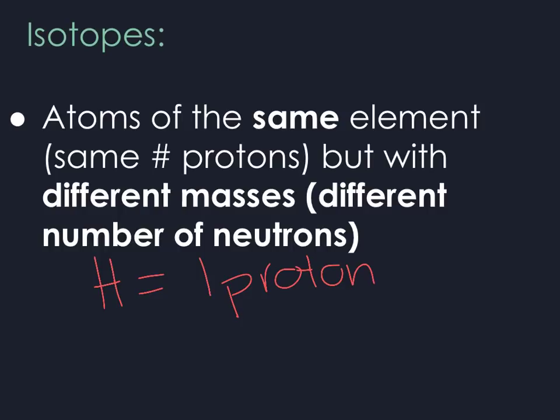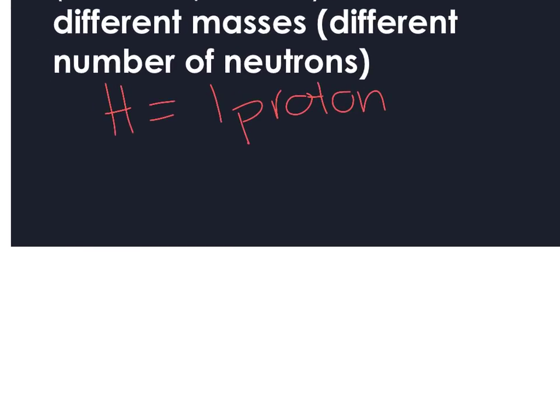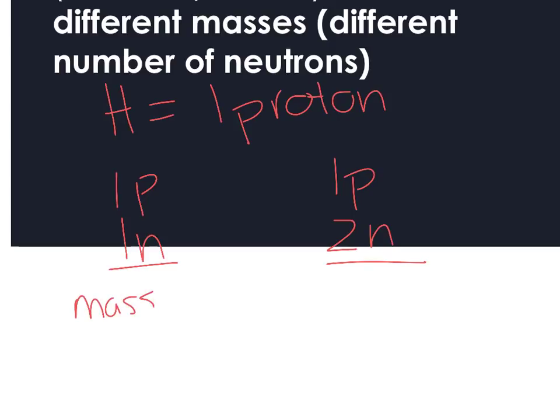So I've got hydrogen with 1 proton. But I can have different types of hydrogen. I can have hydrogen with 1 proton and 1 neutron, or I could have hydrogen with 1 proton and 2 neutrons. These guys are still hydrogens, but they have different amounts of mass. So this guy has a mass of 2, and this guy has a mass of 3.